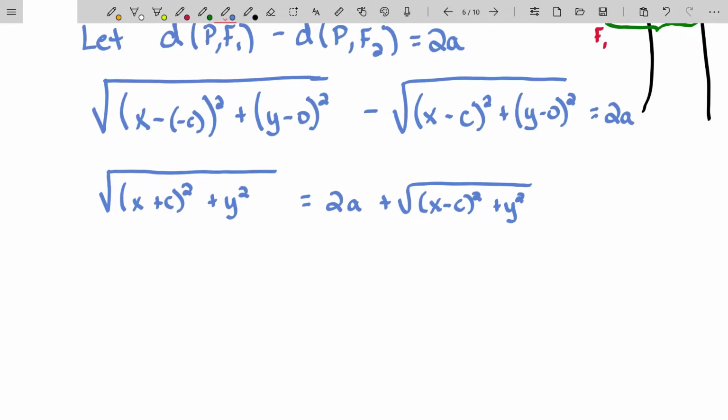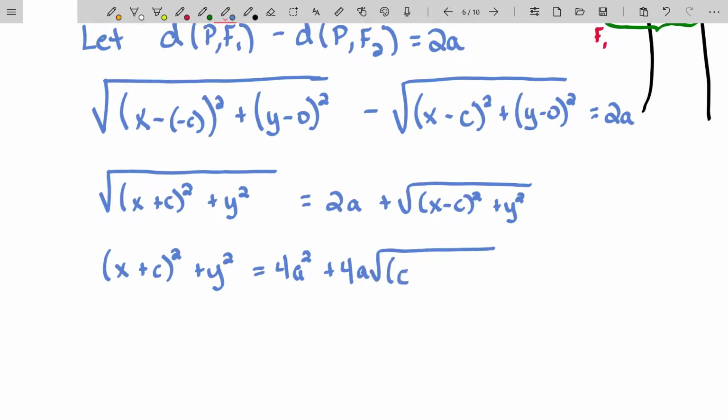Now we will square both sides. When you square the left-hand side, the square root disappears, just like when we proved this for the ellipse. On the right-hand side, the square root doesn't actually disappear because you have 2a plus that square root times 2a plus that square root. So that'll be 4a squared plus 4a times that square root of x minus c quantity squared plus y squared, and then plus that square root being squared, so plus x minus c quantity squared plus y squared.